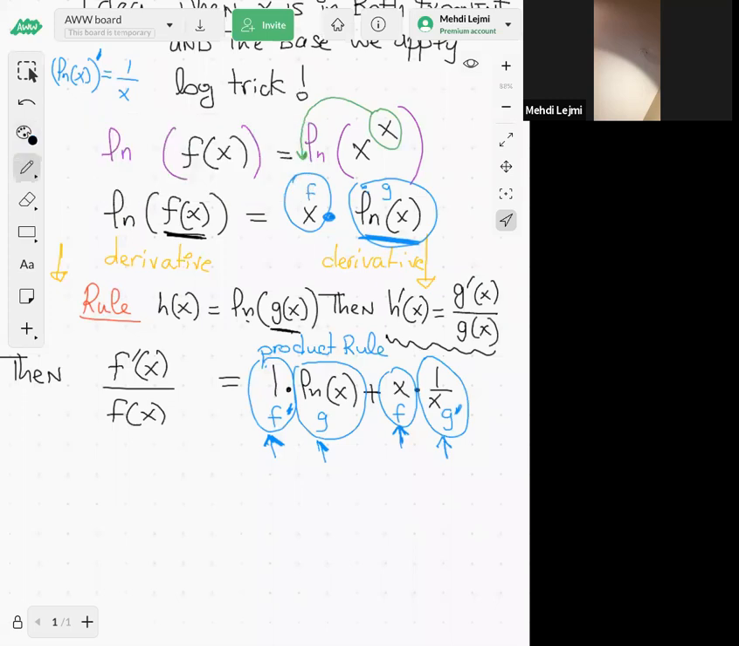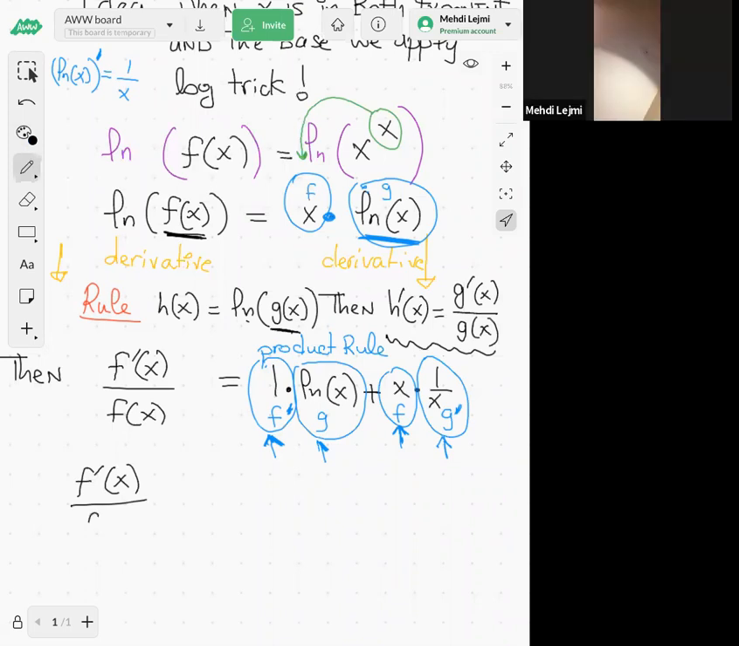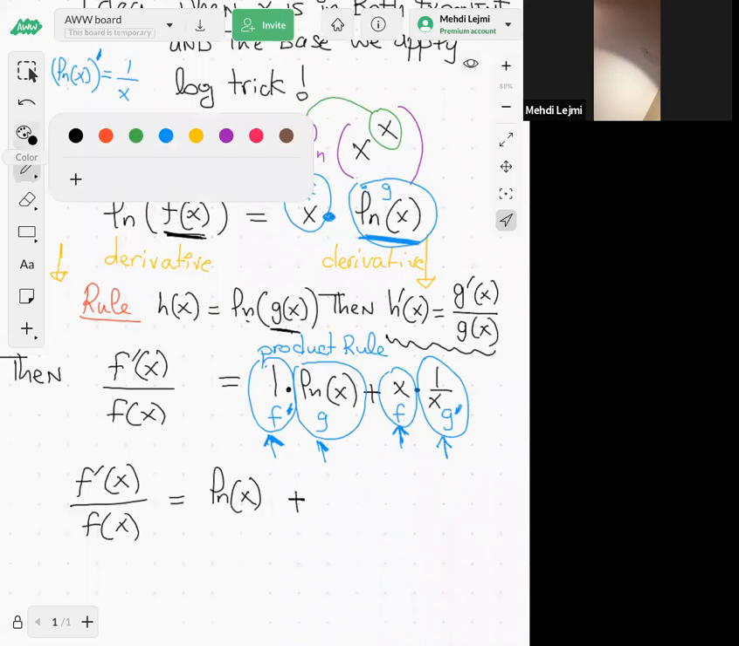Sure. And then, okay, so then you have f prime over f. 1 times natural log of x is just natural log of x, right? 1 times anything is just the same thing. So it's going to be natural log of x plus, and then x times 1 over x. Well, then x over x, it cancels out, right? The x in the top and the one in the bottom cancel out. So that will be just 1. Okay.